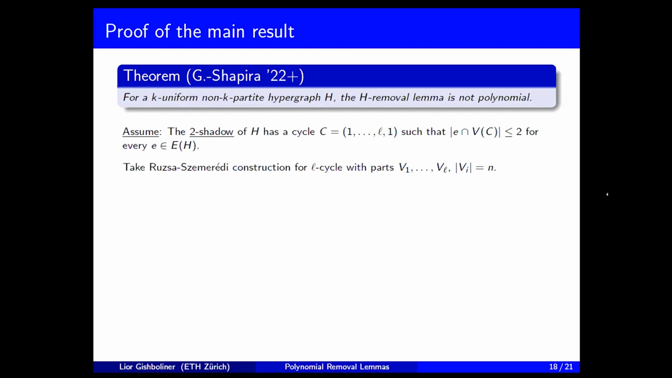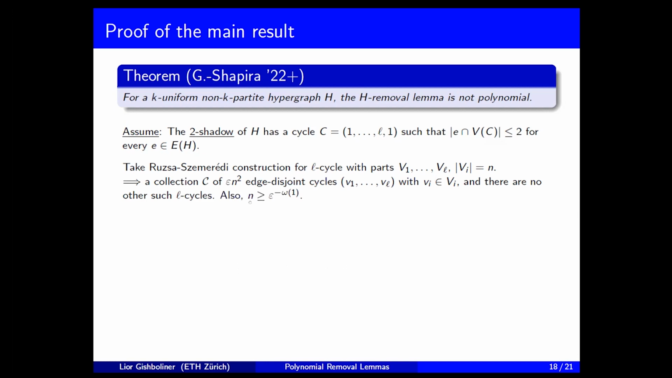So we will take the Ruzsa-Szemerédi construction for the L cycle that I showed you on the previous slide, and we will add some things to it to make it a construction for our hypergraph. So let's take this Ruzsa-Szemerédi construction. It has L parts, each of size n, and it has epsilon n squared edge disjoint cycles of this form, v1 up to vL, where vi is in Vi, and there are no other such L cycles. So let me denote this collection of cycles by C. And we also know that n is super polynomial in 1 over epsilon.